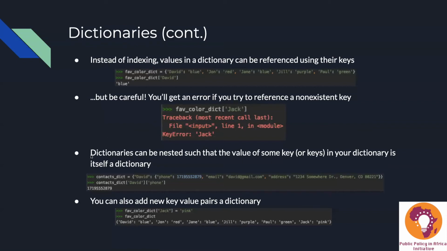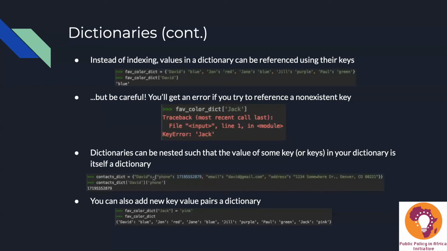So dictionaries can be nested such that the value of some key or keys in your dictionary is itself a dictionary. So say I have a contacts dictionary here. I have my outermost dictionary, defined by this curly bracket, and we have David as our key, and the value associated with that key is another dictionary. So we have our curly brackets again here, and that defines the inner dictionary, which is nested within the outer dictionary.